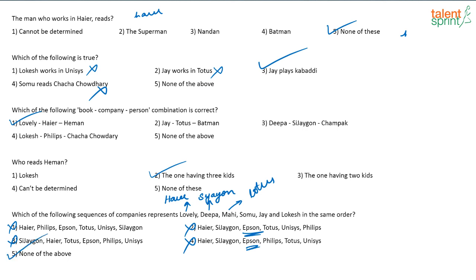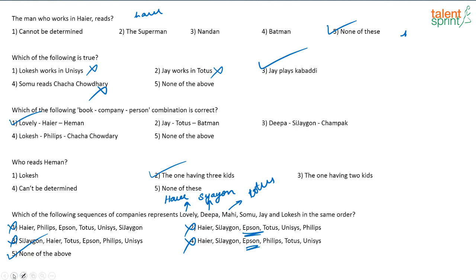So your correct answer will be none of the above. See, there are no options which start with Hire, Sijayon, Tortoise. Hire, Sijayon is there here. Tortoise is not there. It should be the third one. So these 2 are also gone. So what will be the answer here? The answer will be none of the above. Yes, all of you got the answers?